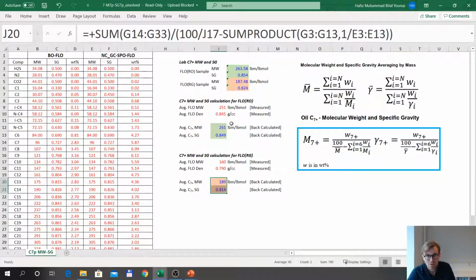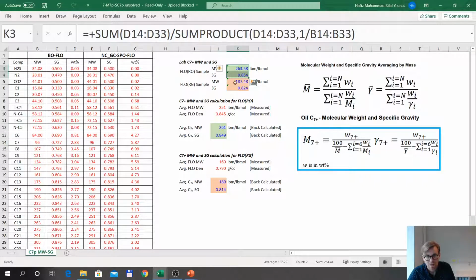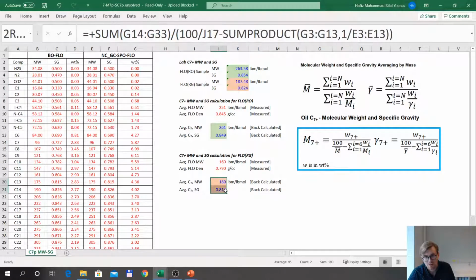The other thing that's interesting to note is that we can compare these numbers to the ones that were calculated by Katz-Firoozabadi. We see that they are similar, but they're not the same. And in some cases, they can be radically different. And in many cases, they actually are. And the same goes for the gas condensate case right here. We definitely see that they're not the same numbers, which is expected. And the back calculated numbers are the ones we should use.